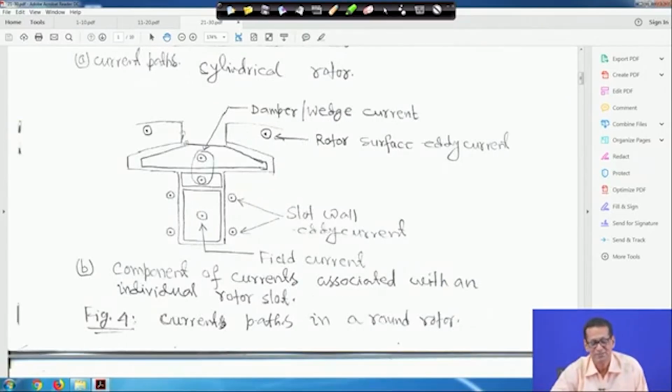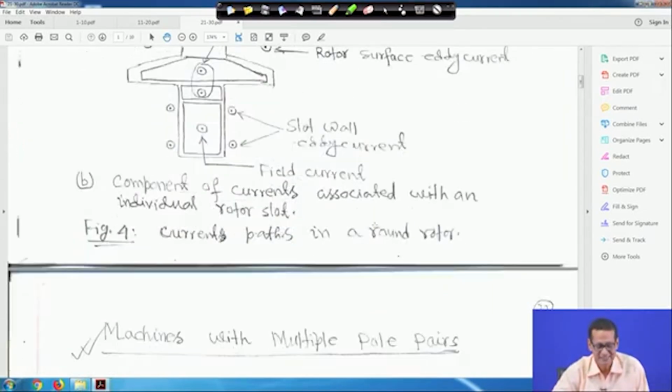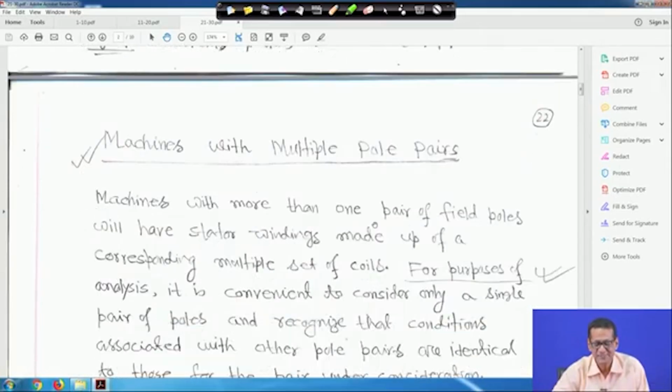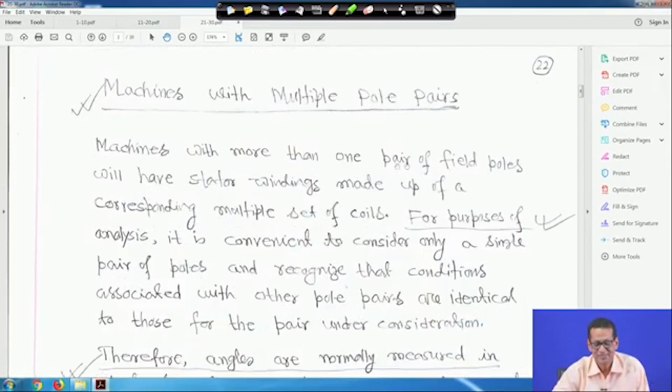How actually eddy current flows, which places, these are all marked, right. But field current, of course, you have to be there, otherwise the machine will never run. You need the field current, right, and field is DC. So machines with multiple pole pairs. So a machine with more than one pair of field poles, one pair means two pole machine, if it is four pole machine, that means two pairs, right.